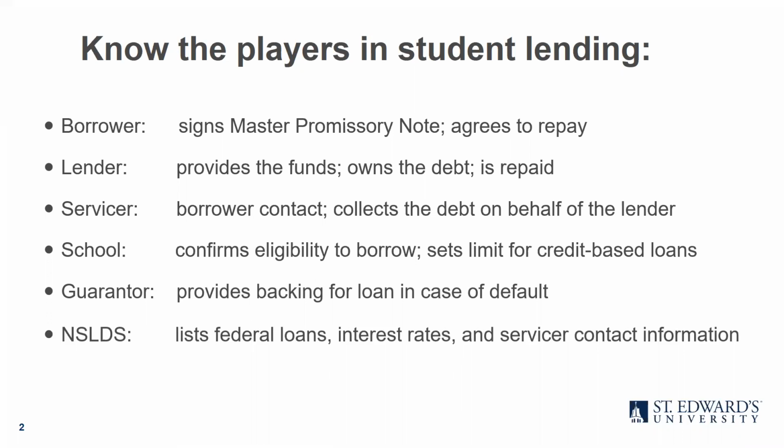And finally, this acronym, NSLDS. This stands for National Student Loan Database System. This is a list of all the borrower's federal loans, the interest rate for each of those loans, and who the loan servicer is and how to contact them. So this is a hub of information that is updated every 30 days from the school, from the borrower, from the loan servicer. Any information about your loans will be held in there. Your financial aid office has access to see it, as well as, of course, the borrower does.